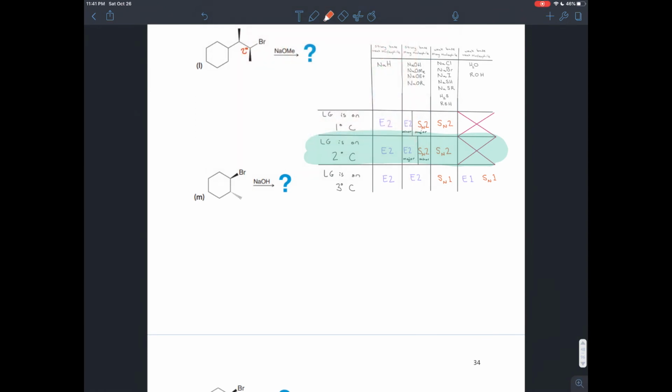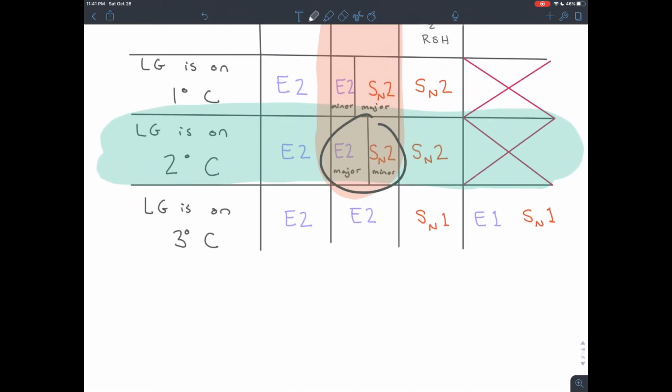Now, the nucleophile or base that we have is sodium methoxide. That is a strong base and a strong nucleophile. And so that's going to give us 2 products, the E2 products, which will be the major products, and the Sn2 products, which will be the minor products in this case.